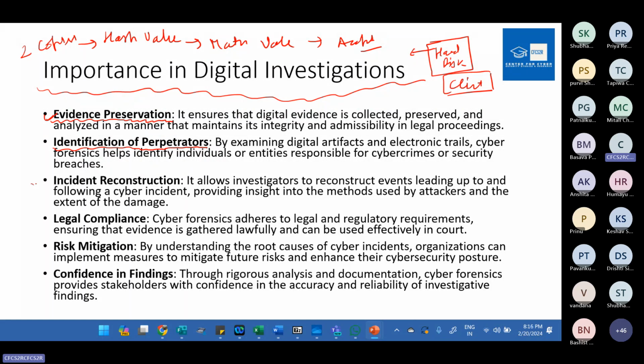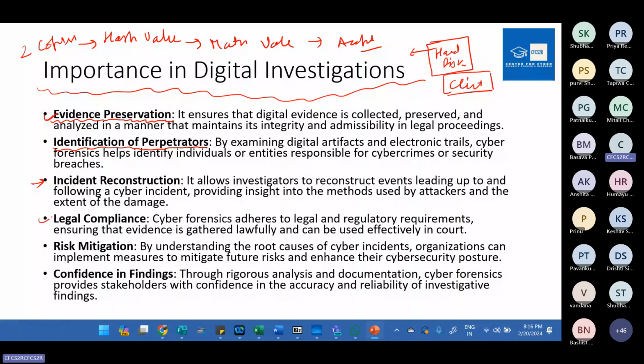Then an important part is incident reconstruction. If you have seen in some movies, whenever there is a murder, police recreate the scene and try to find out what evidence was not visible during the routine search. In the same way, sometimes the digital investigator needs to recreate the incident, because recreating the incident will help you find small artifacts that may not be visible to the investigator doing the routine examination.